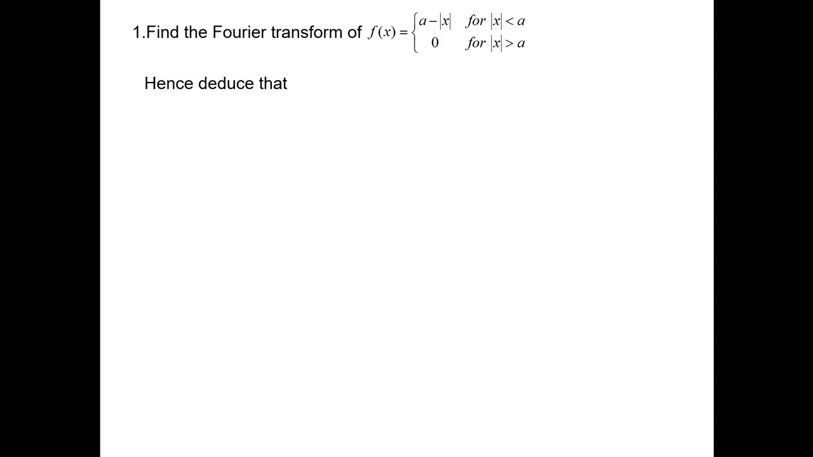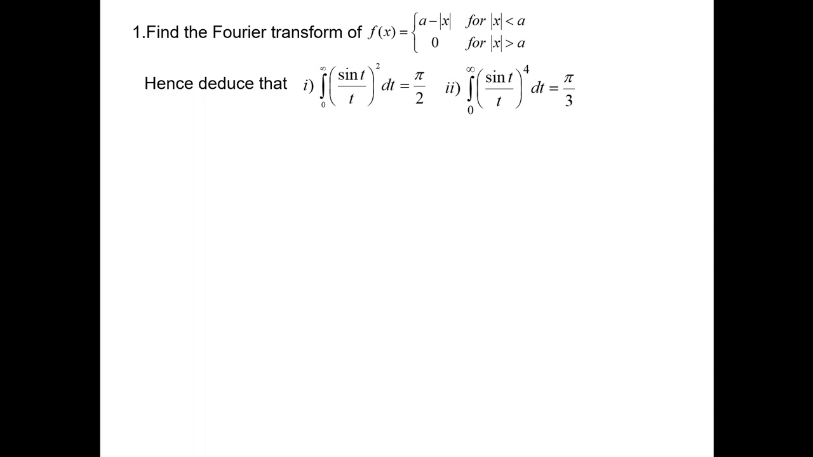Let us consider the Fourier transform problem: f of x equals a minus modulus of x for modulus of x less than a, and 0 for modulus of x greater than a. Hence deduce that the integral from 0 to infinity of (sin t by t) the whole squared dt equals pi by 2, and the second integral part is the integral from 0 to infinity of (sin t by t) the whole power 4 dt equals pi by 3.